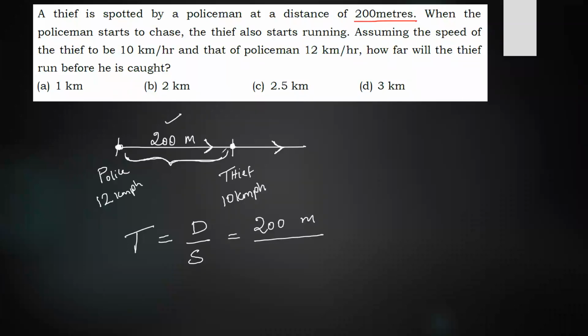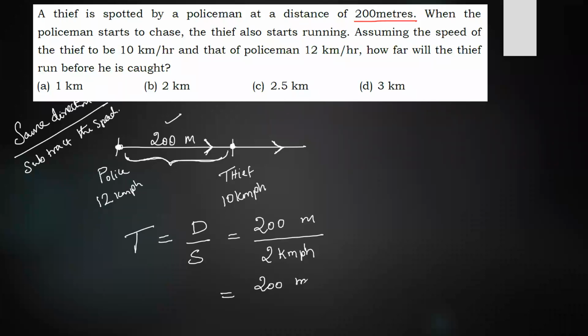The question is how far will the thief run? Okay, first we will find the time. At what time will the police catch the thief? Okay, what is the basic formula? Time equals distance by speed. So the initial distance is 200 meters. Here comes the conversion. Okay, now the police and thief are running in the same direction. So for the same direction, what is the relative speed? If it is the same direction, what is the relative speed?